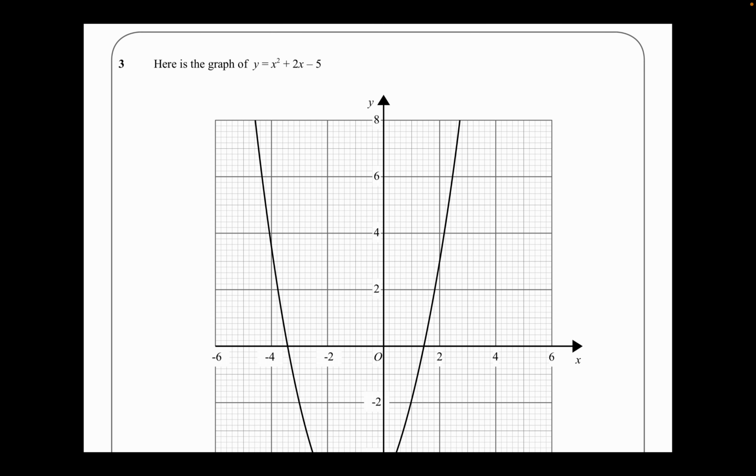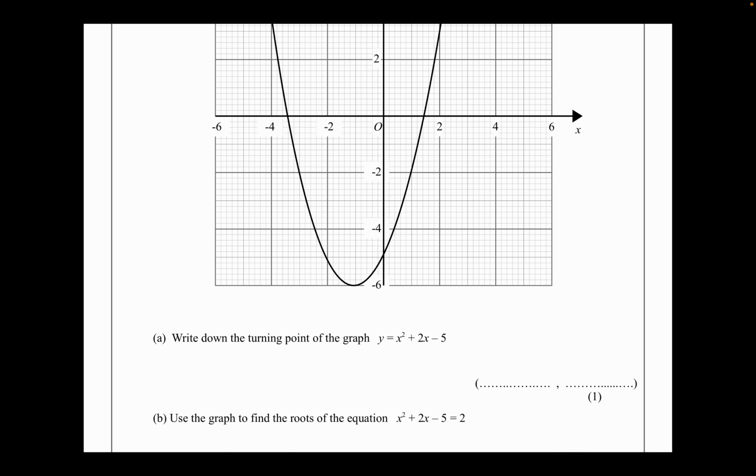Next part. Again, we can see there's another U-shaped graph. Here's a graph. Find the turning point. Now the turning point is at the bottom here, so it's going to be the minimum point. It's the same thing. It's going to be 1 comma negative 6. Remember, it's always in the format of x comma y.